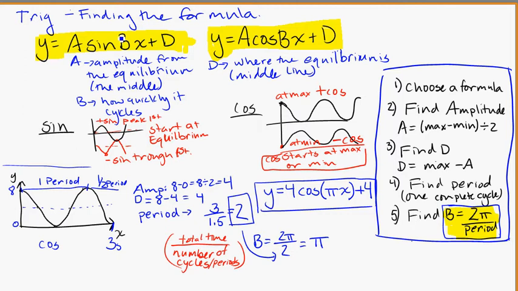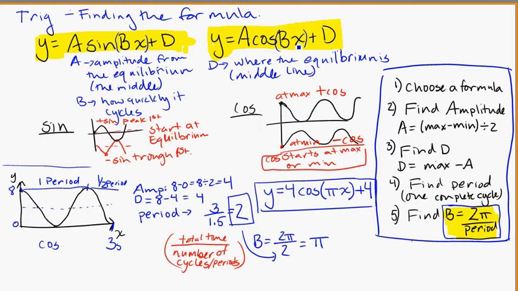So one thing that you do want to keep in mind is that it's probably a good idea to put the brackets in there around the bx, just to make sure that if you're putting it into a calculator or graphing it, you know that the pi and the x are being given to the function cosine.